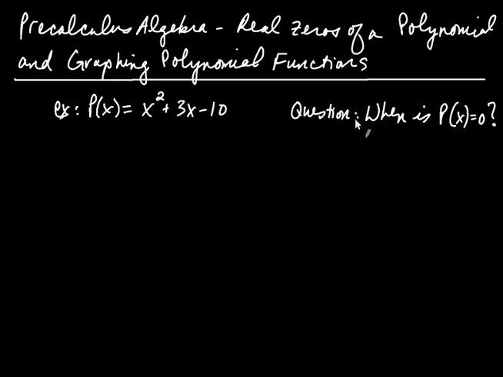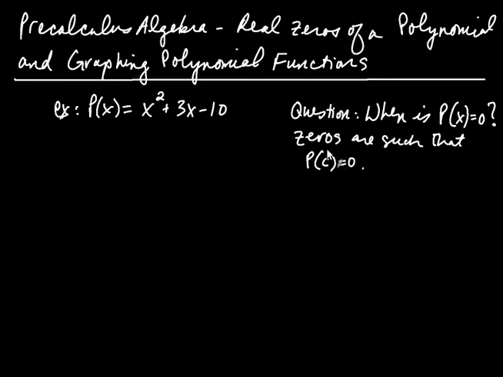So let's say we ask the question, when is the polynomial p of x equal to 0? Solutions to that equation, that is numbers that cause the polynomial to be 0, are called zeros. So zeros of a polynomial are such that p of c is equal to 0. So c is a 0 if you plug it in and you get 0.